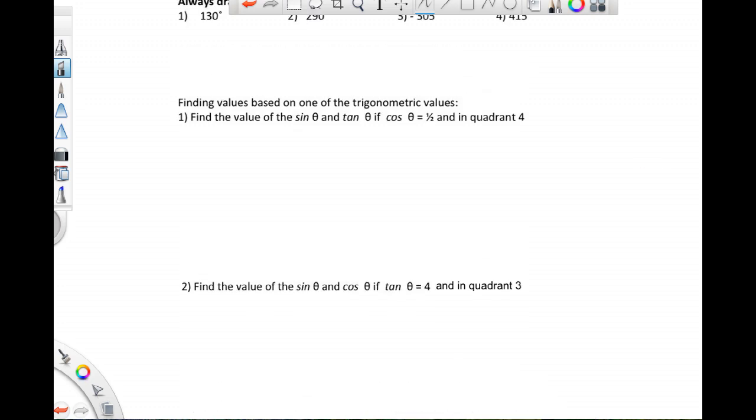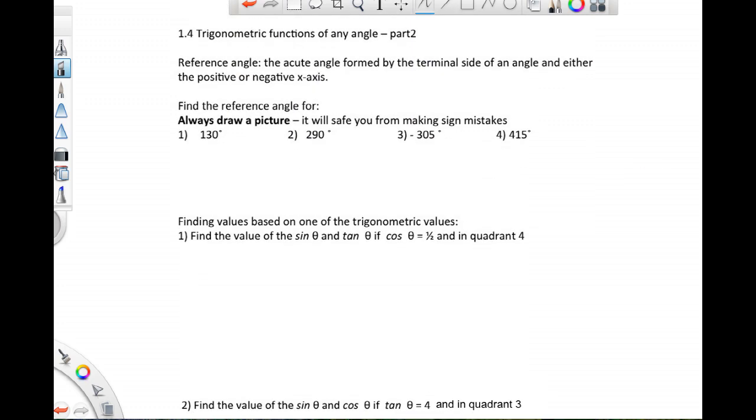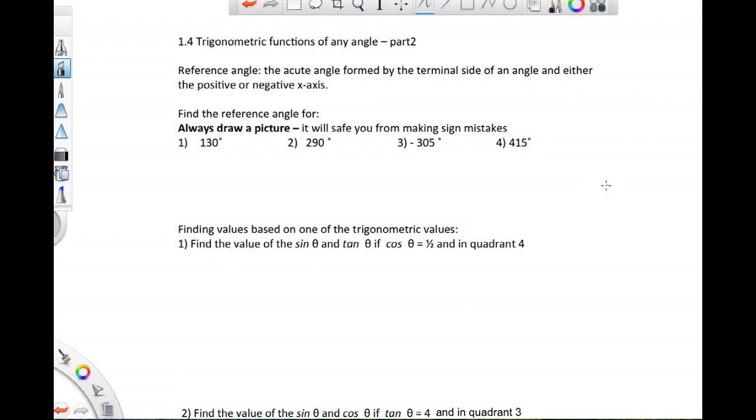Alright, 1.4 trigonometric functions of any angle. Second part, let's look at reference angles a little bit more. It's very important that you get a good understanding of that, so let's draw a couple pictures. I think that will help avoid making sign mistakes when you do problems. So let's see where 130 degrees would be first.